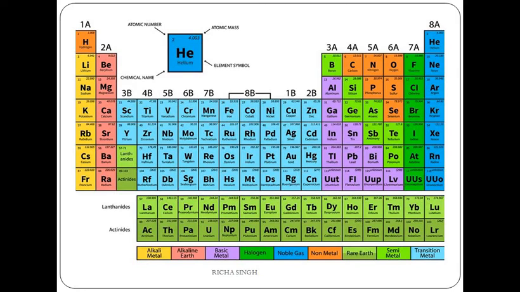In this periodic table you can see alkali metals, basic metals, halogens, noble gases, non-metals, rare earth metals, semi-metals or metalloids, and transition metals. They all show different properties. They are arranged in increasing order of atomic masses and so on. So we will concentrate here on how this classification has been done and how this periodic table has been made.